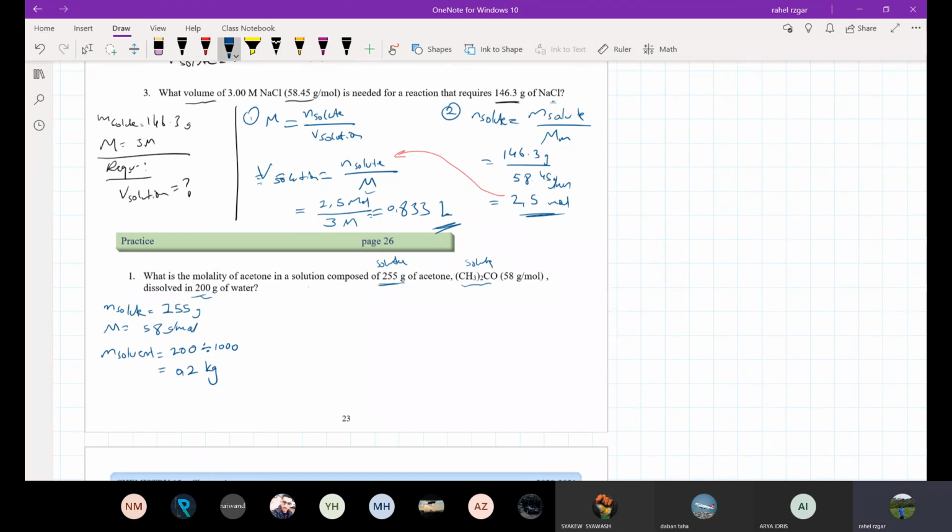And then, what is the question asking? Find molality. Yes, find molality. Mass of solute is given, molar mass is given, mass of solvent is also given. So let's find molality. Now, let's write the rule of molality. It is equal to mole of solute divided by mass of solvent.